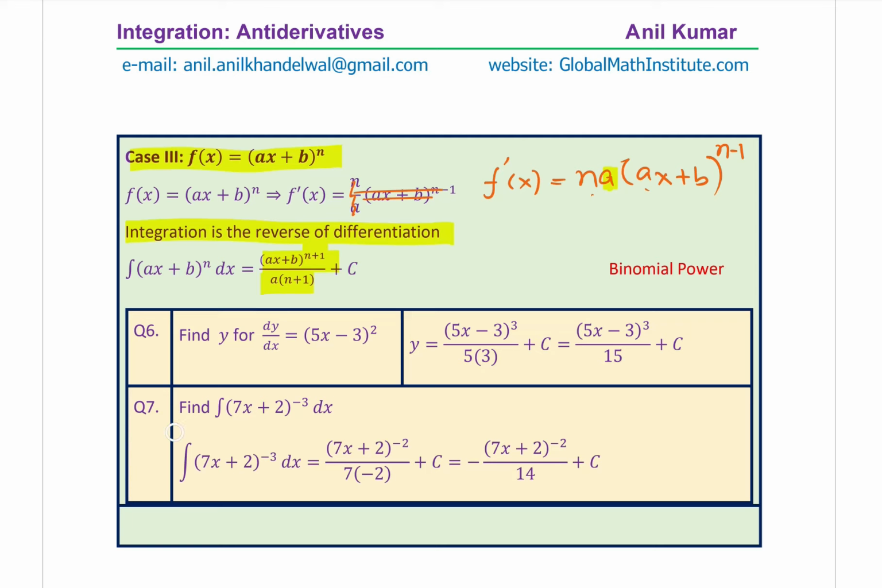Now let's take the next example, which is (7x plus 2) to the power of minus 3. We need to integrate it with respect to x. So the power gets added first. So minus 3 plus 1 will give us minus 2. So we get minus 2 here. We have to divide by minus 2 and also by the coefficient of x, which is 7. And you get your result, right? So application of this formula gives quick results, plus c, of course, since the derivative of a constant was 0.